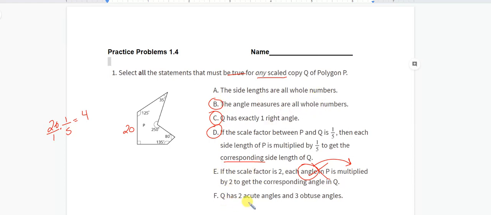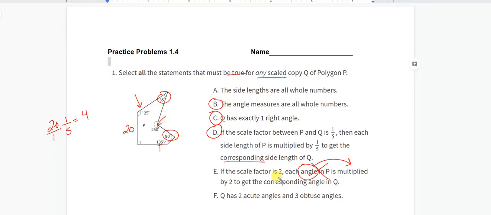F. Q has 2 acute angles and 3 obtuse. Well, let's see. There are 1, 2, 3, 4, 5, 6 angles altogether. One of them is right, so that's probably why we're dealing with 5 here. Are 2 of them acute? It looks like we have an acute here at 35 and 80. So I like that. And then 3 obtuse, greater than 90. That would be here, and here, and here.